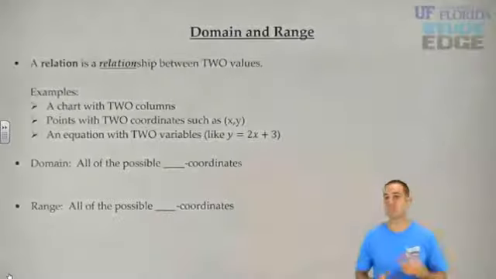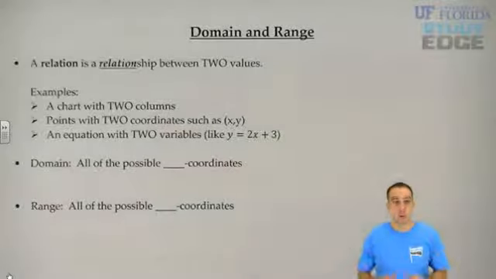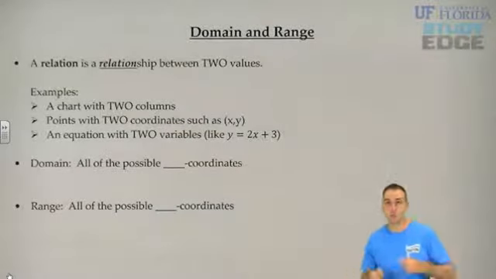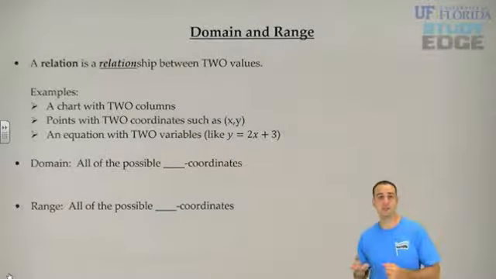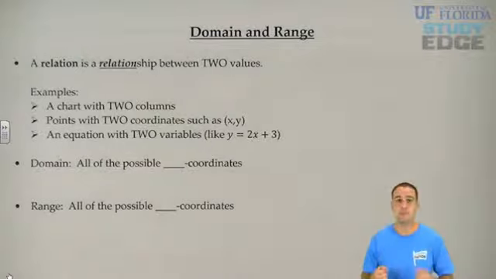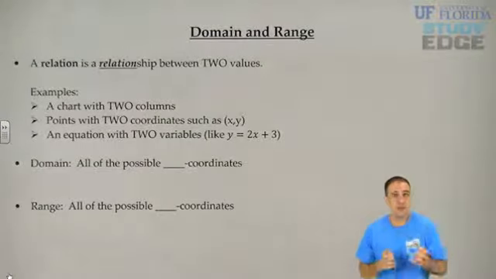We're going to be talking about domain and range. And domain and range deal with what's called a relation. A relation is a relationship between two variables. For example, a chart with two columns, a point with two coordinates, x and y, an equation with two variables.